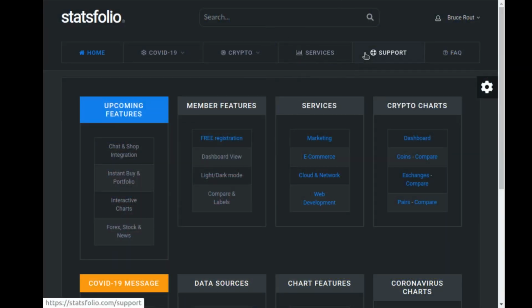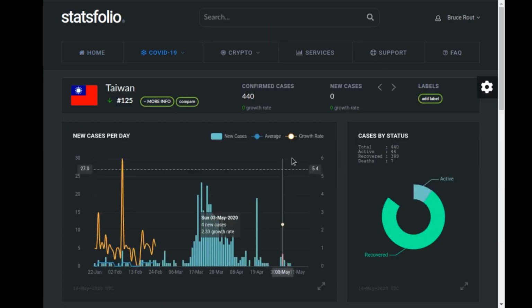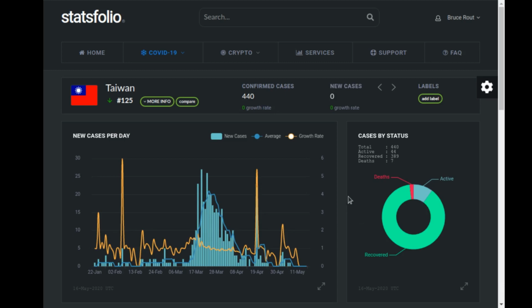Okay, here we are at the stats folio page. Punch up Taiwan. And here's Taiwan. And we can see that it's gone to zero first. And then it looks like everybody went out to play and then they all got sick. And then they went back in again and it went down to zero and everyone went out to play again. And now it's gone back to zero and we want to know when it's time to be able to play. Not quite yet, to be honest with you.